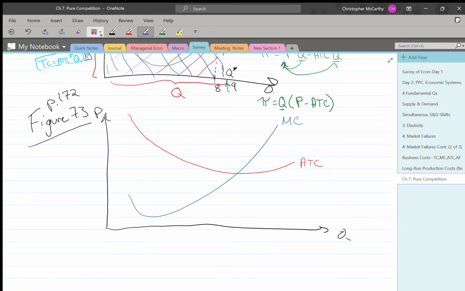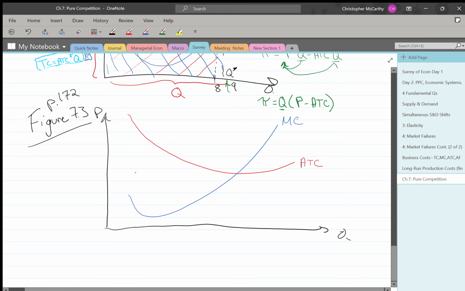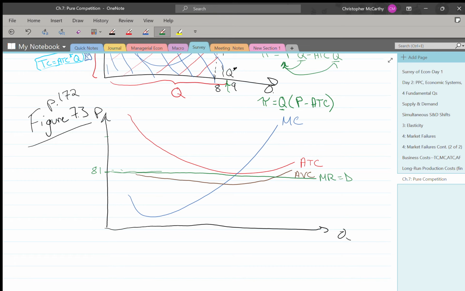So this one we are going to be drawing our average variable cost curve, for reasons that we will talk about in a second. And so we used to have the price being up here, right? $131. Now we have the price at $81. So at $81, this is my marginal revenue curve, or my individual demand curve, because we know the demand curve for the whole industry is still downward sloping.